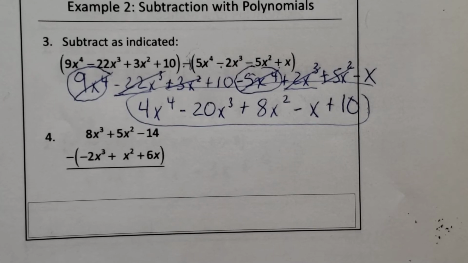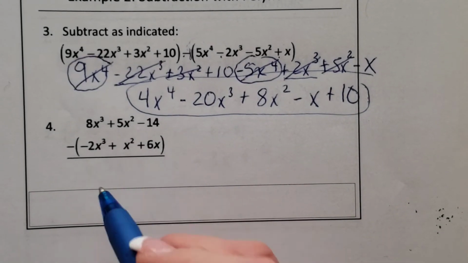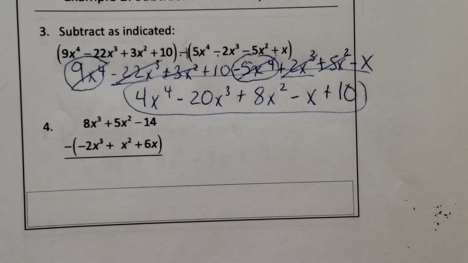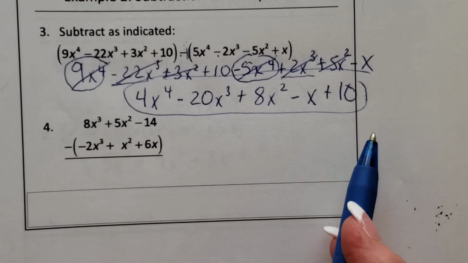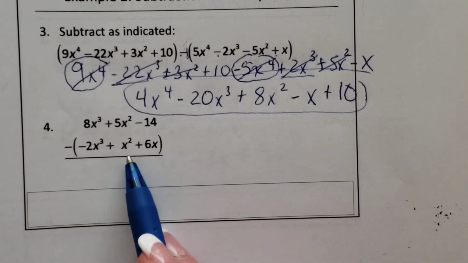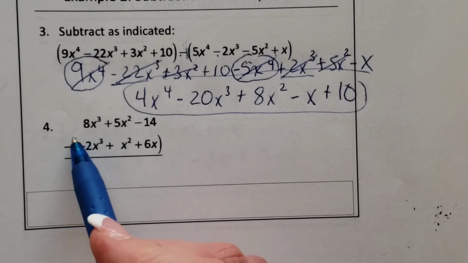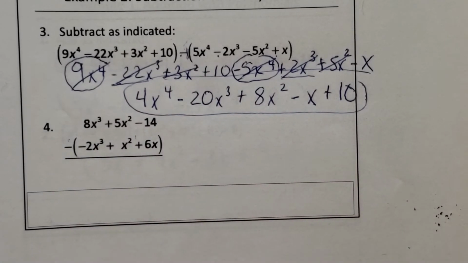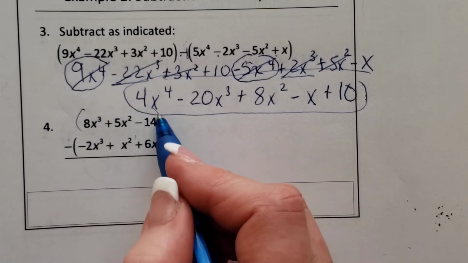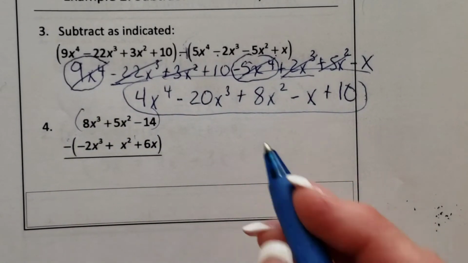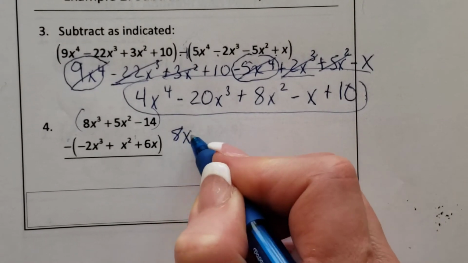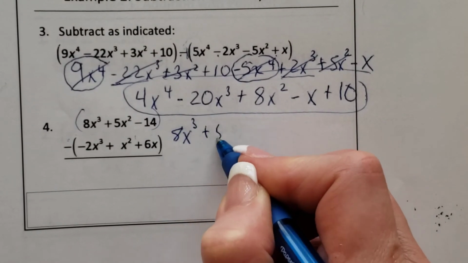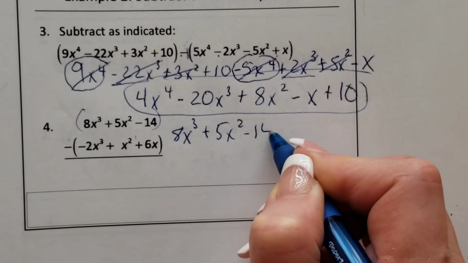All right. Now, number 4, I would never leave a problem like this. I would rewrite it just for the sake of time and the sake of room. I'm not going to rewrite it with those parentheses, but when I rewrite it, I'm going to go ahead and distribute that parentheses to everything, okay? So the first expression, as it were, has nothing in front of it, so I'm just going to write 8x to the third plus 5x squared minus 14.